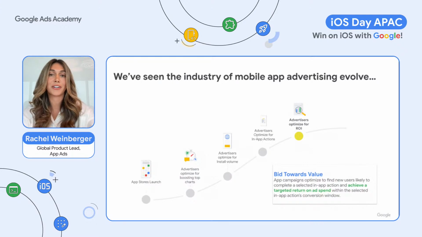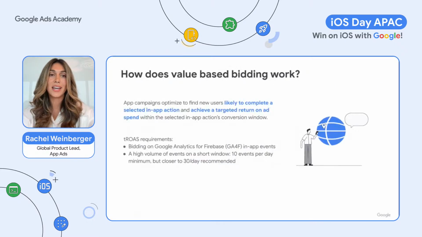And they're looking beyond the immediate actions and optimizing towards return on investment, ensuring that every single advertising dollar generates a profitable return. And so how does value-based bidding even work? These are app campaigns that are going to be finding new users that are likely going to complete your selected in-app action to achieve a return on ad spend within your selected window. And for our value-based bidding products, this really only requires 2 things.